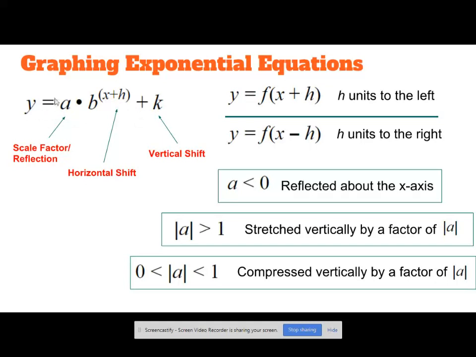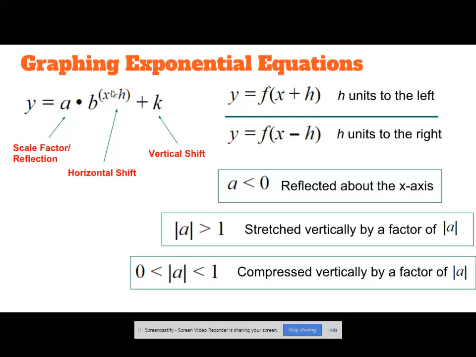The exponential equation, then, we've got some base to some power. We can multiply a scale factor out front plus some number if we want. So this was that exponential form. The plus k at the end here is still the vertical shift. Still works the same way. Plus k moves it up, minus k moves it down.